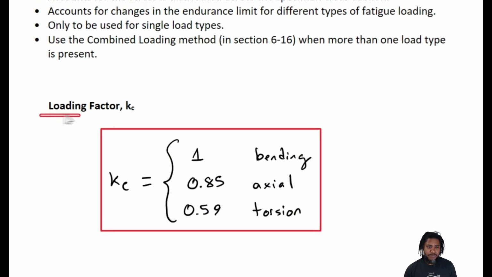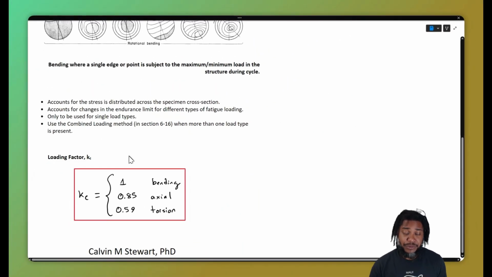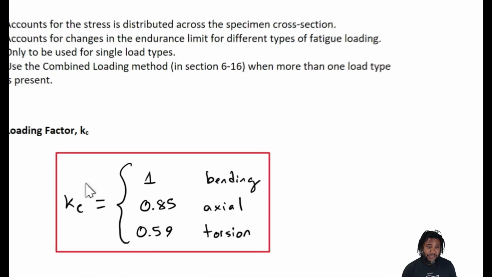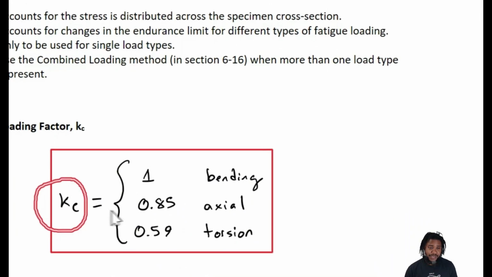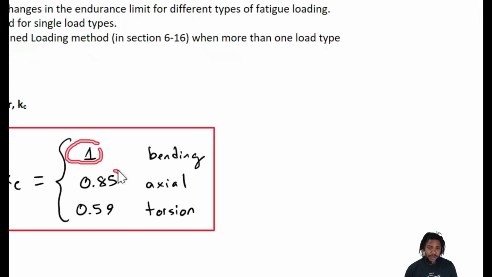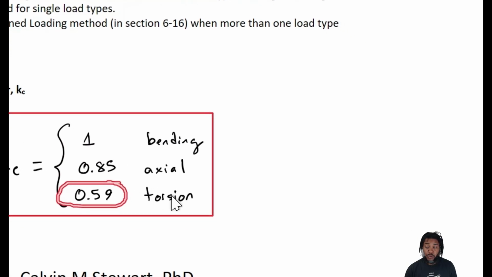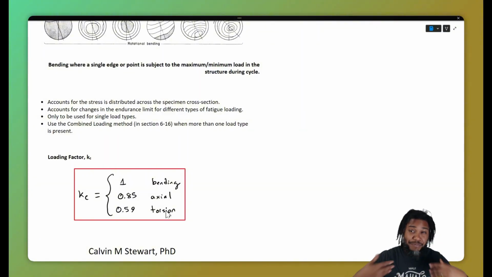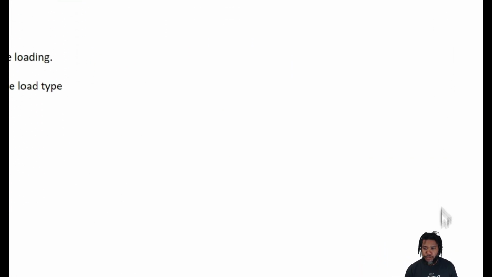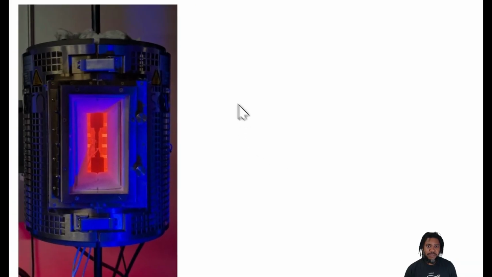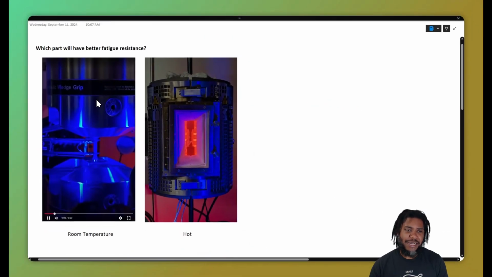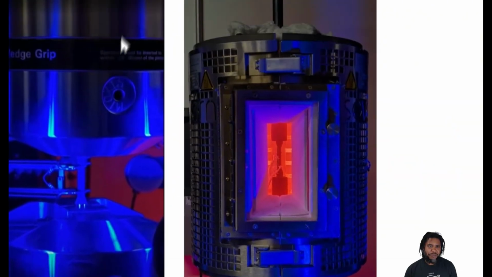Now, the beauty of the loading factor is it's actually pretty simple for us to apply, with a load factor Kc is equal to 1 for bending, 0.85 for axial loading, and 0.59 for torsion, where torsion gives us the biggest knockdown on our endurance limit. Okay, now let's move on to our temperature factor, right? And here we have two scenarios.